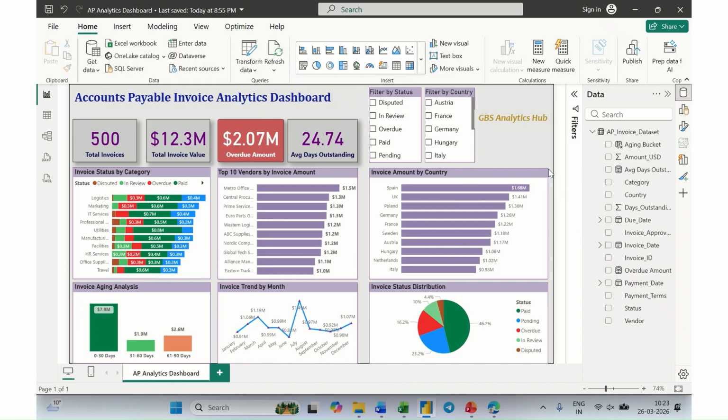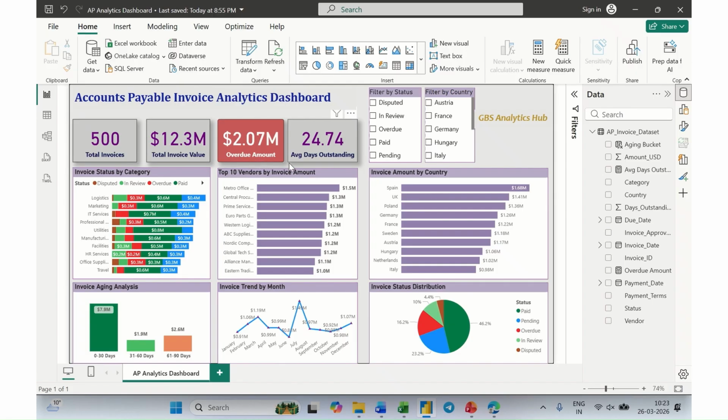Total invoices, 500 transactions in scope. Total invoice value, $12.3 million across all vendors and countries. Overdue amount, $2.07 million. This is highlighted in red deliberately. It represents money at risk, vendor relationships under strain, and potential penalty charges accumulating.